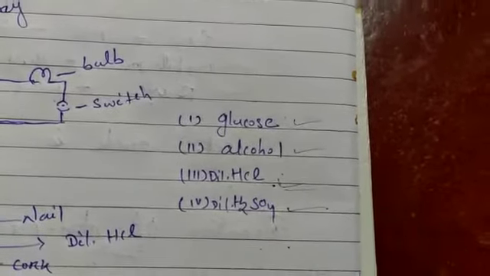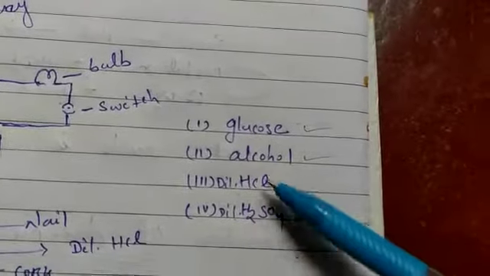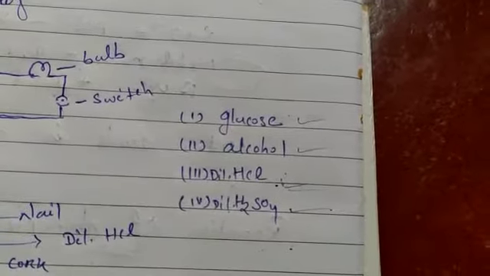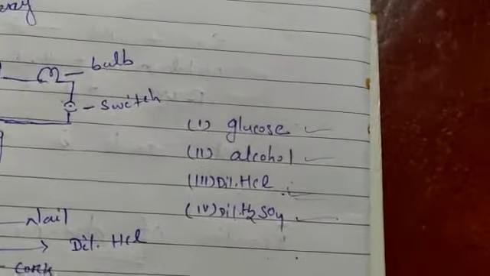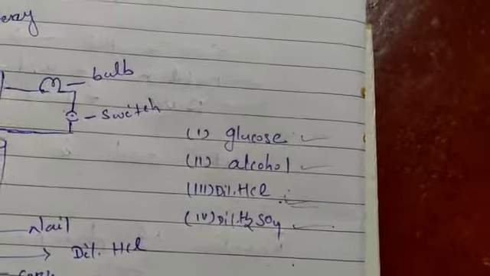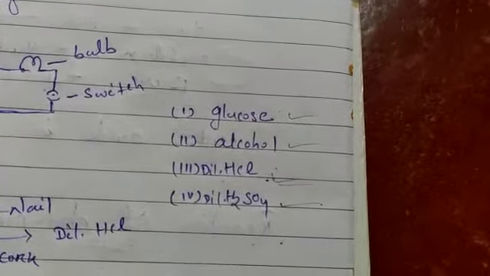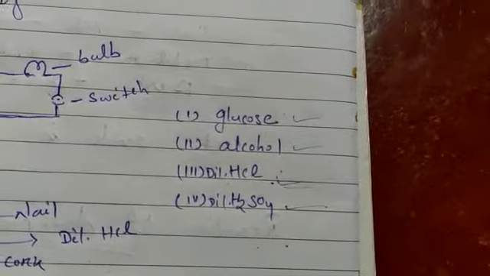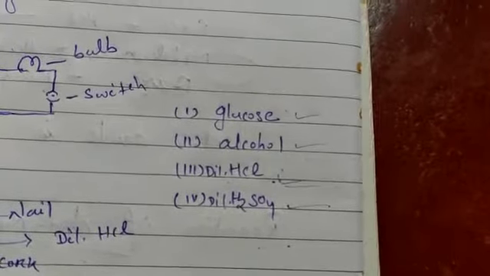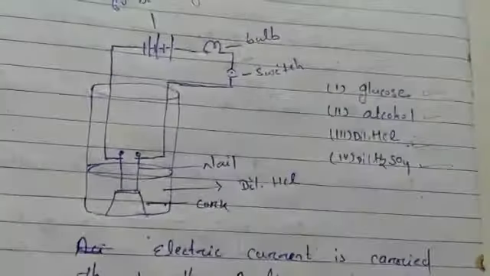Glowing of the bulb indicates that there is a flow of electric current through the solution. So you can say that the electric current is conducted in the acidic solution. Acidic solution in water conducts electricity because acidic solutions have ions, so the electric current is carried through the acidic solution by ions.